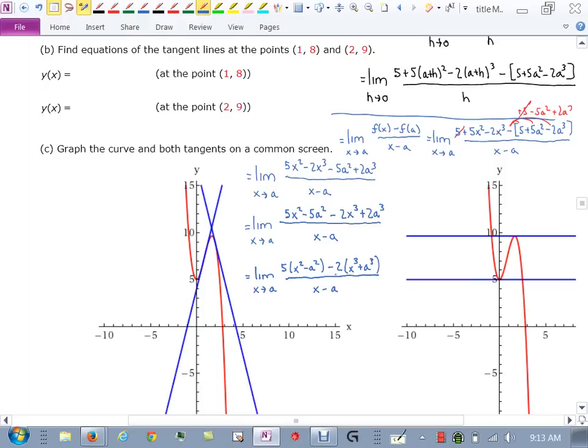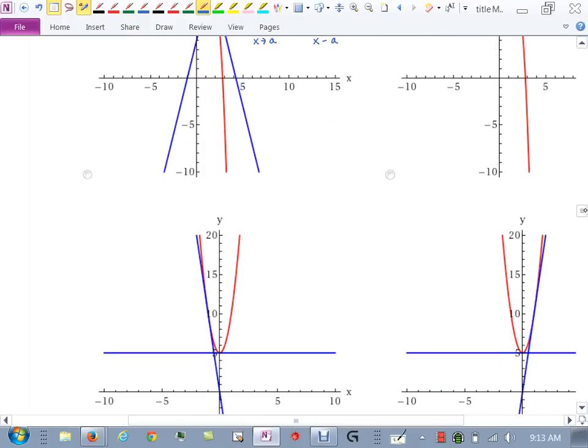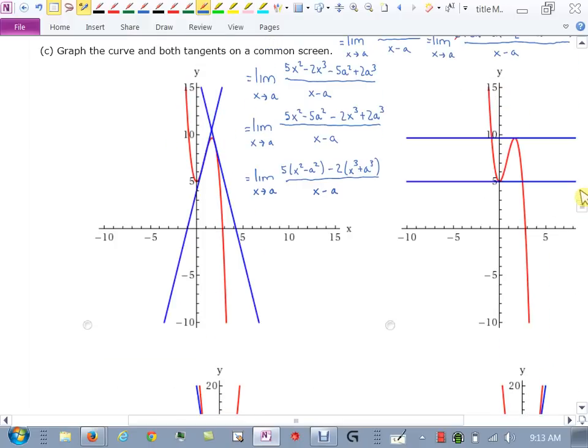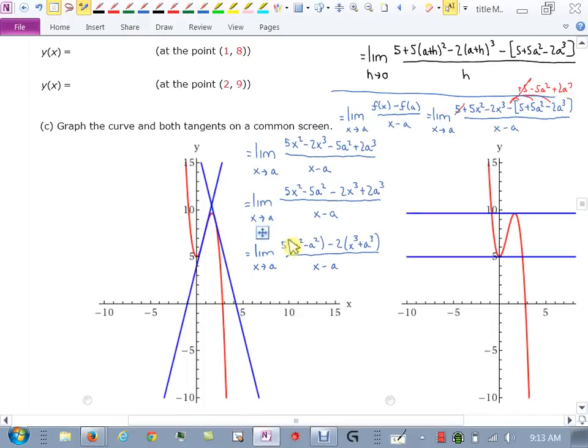All right, and then what I notice is that I have a difference of squares here, and over here I have a sum of cubes. Oh, you know what? Hold on a second. I need a negative there: minus a cubed, because when this negative 2 distributes back through, I need that to be a plus. So I have a difference of cubes here and a difference of squares here.